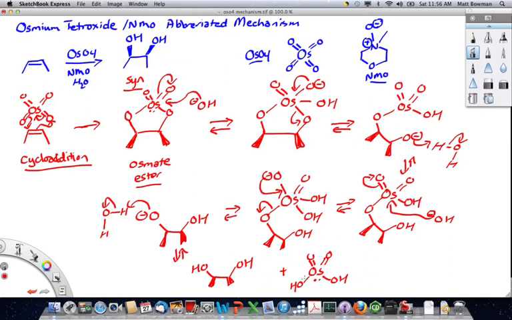And this reduced form of osmium reacts with NMO to regenerate the osmium tetroxide, which goes back through, finds another alkene, and does this entire process over again. Also generates a little bit of water, and N-methylmorpholine as a base. And this can deprotonate water, generating a hydroxide, which ends up being fed back into the reaction.